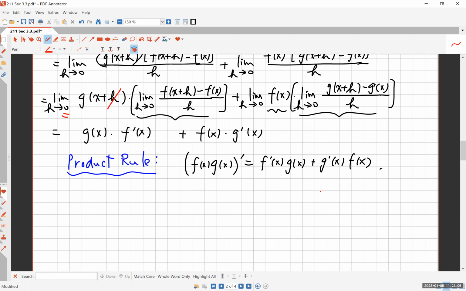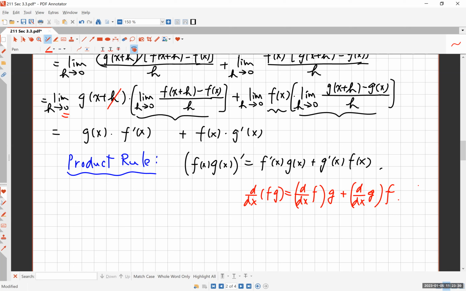In red, I'm going to write this in a d dx format. Sorry, I should move this a little bit to the front. So what this says is the derivative of fg, d dx of fg, is equal to d dx of f times g plus d dx of g times f.